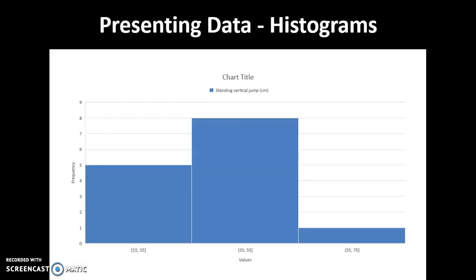Because I've got values from 15 to 75, it's got the first group of 15 to 35, second group of 35 to 55, and a third group of 55 to 75. This tells you how many values were in a certain amount of that group. So 5 values were in the first group, 8 in the second, and 1 in the final group. It's just another way of showing the frequency of a certain set of data.